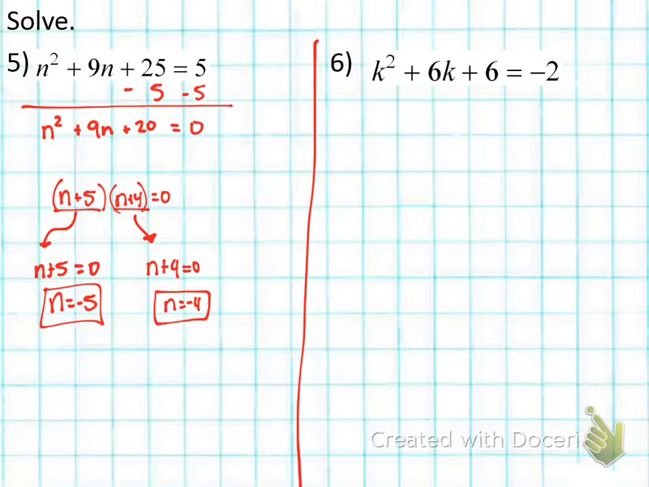Okay, I'm not going to do this whole one, but there's 2 answers. K will be negative 2 and negative 4. And the other thing you'll notice is I'm writing them in order. So, actually it should be negative 4, negative 2.